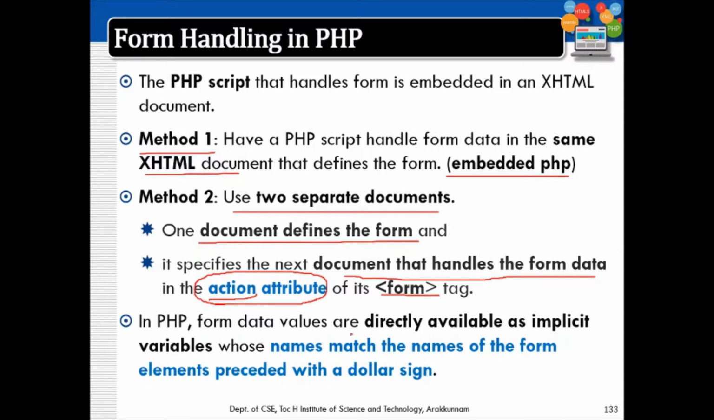In PHP, the data values are directly available as implicit variables, and the important thing is that the names of those variables should match the names of the form elements. Hope you remember, when you create form controls or form elements, you have a name attribute. Suppose you create a text box, you can give a name attribute for the text box, and you can get the values by using those names preceded with a $ sign.